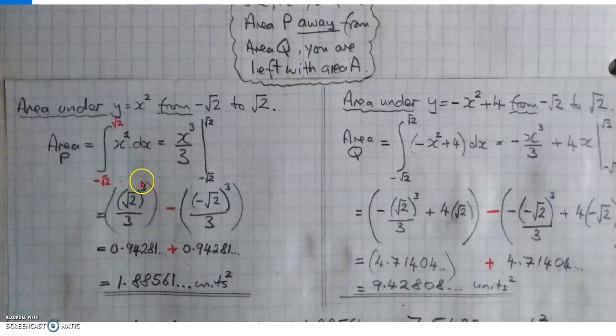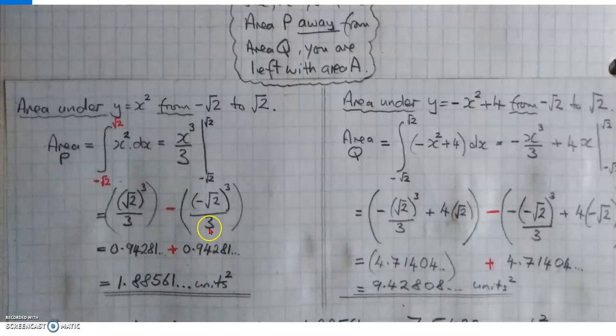There it is, all cubed, divided by 3, minus, now we're going to place this lower limit of minus root 2 in place of x. There it is, and it's all cubed, divided by 3. Now, when we cube a negative number it comes out negative, but when it multiplies this negative, it's going to come out positive. You'll notice that the value of this part of the area is exactly the same as this part of the area, only this part comes out negative.